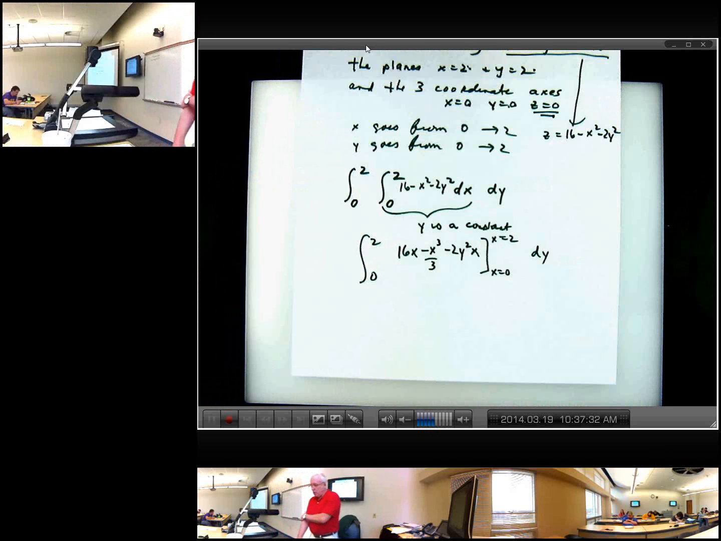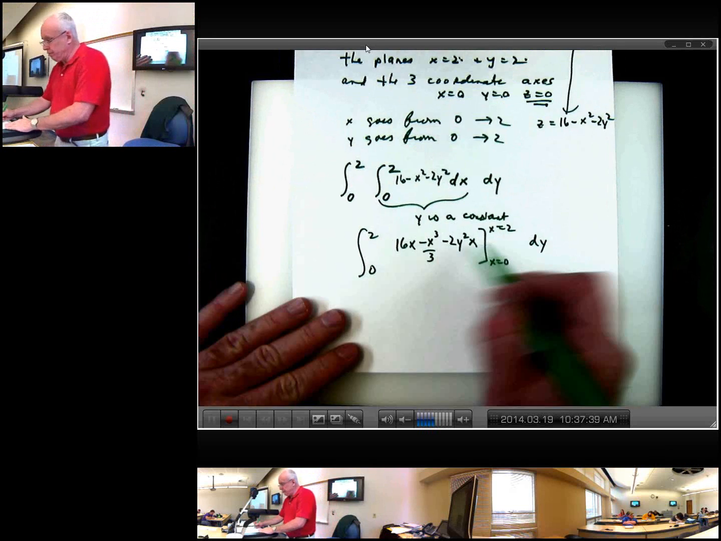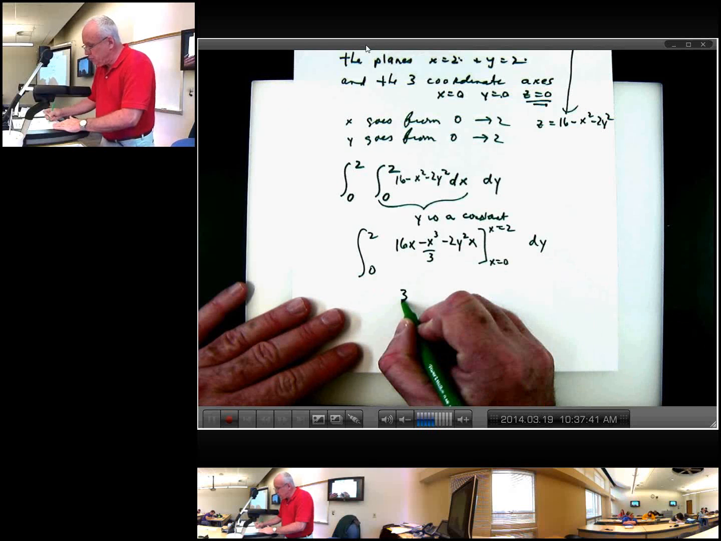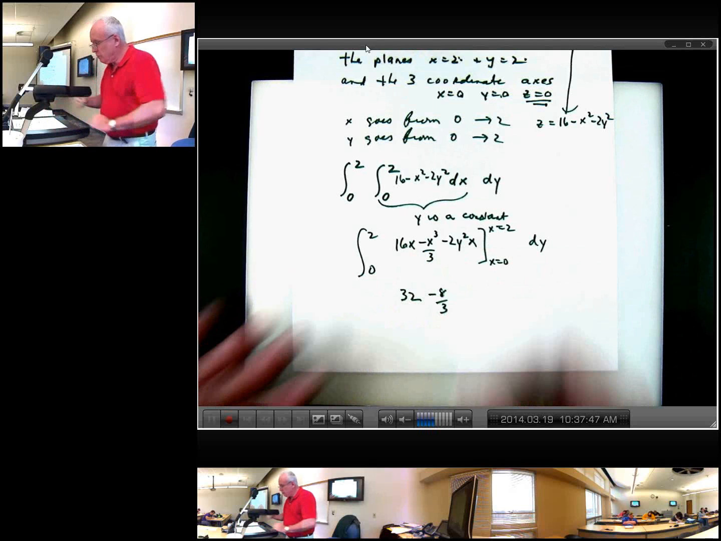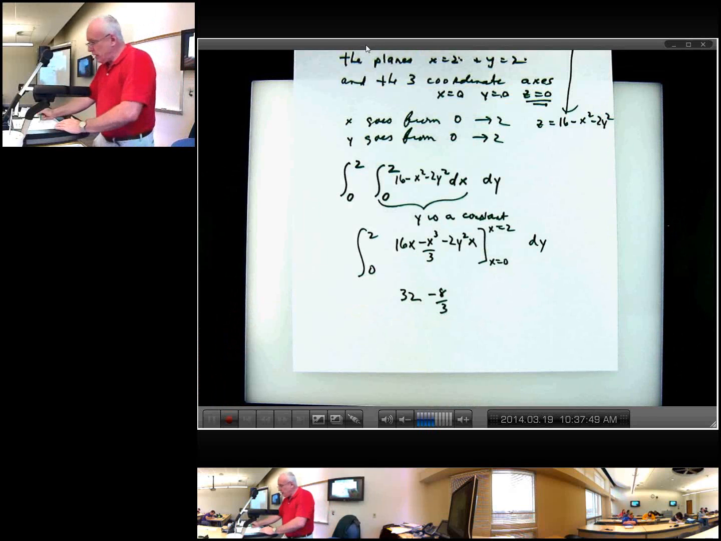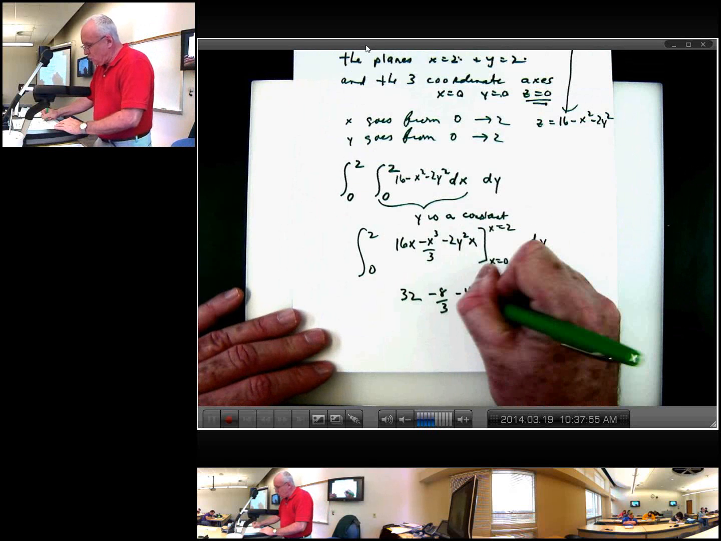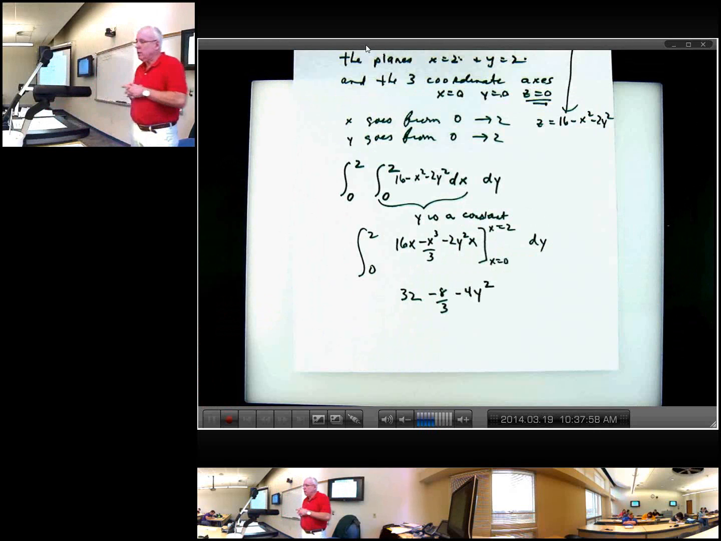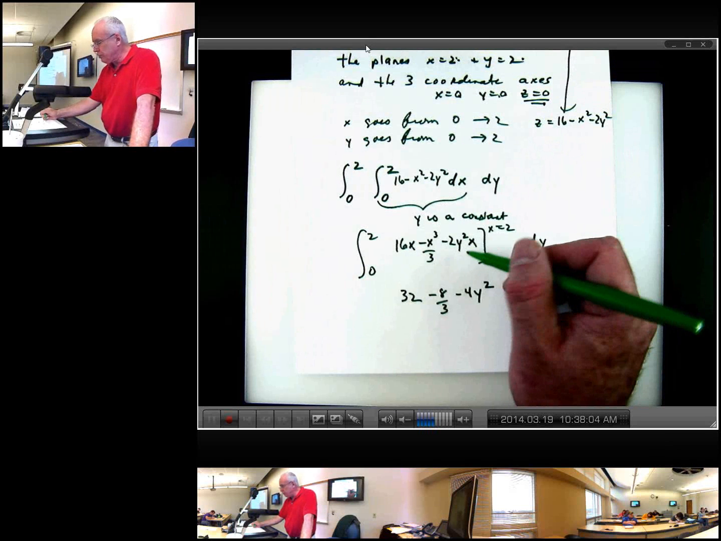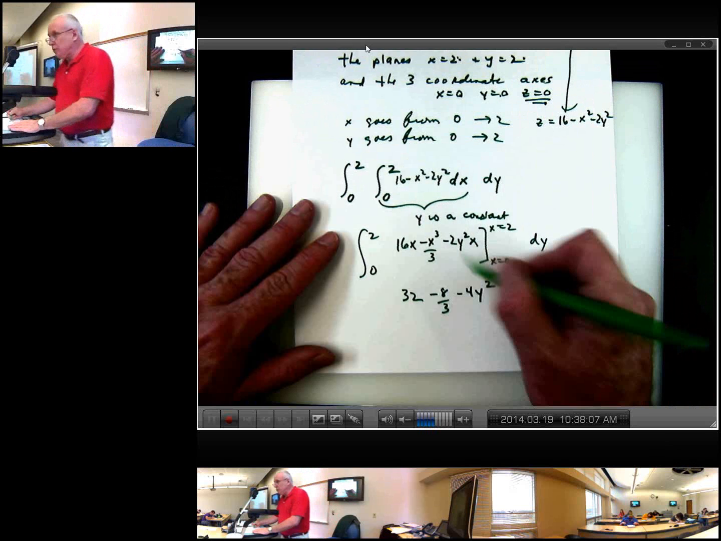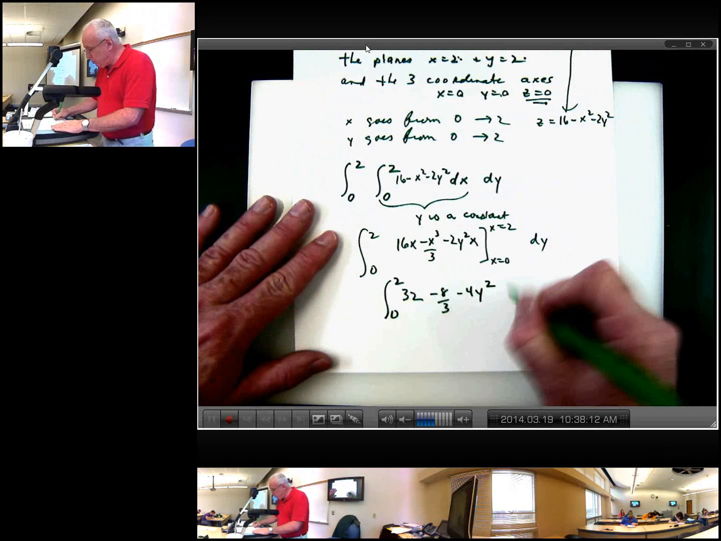Now let's plug in 2 and see what we get. 16 times 2 is 32. This is going to be minus 8 over 3. And here I plug in the 2 for the x, and I get minus 2 times 2, minus 4y squared. Nicely, when x is 0 at the bottom limit, all the terms are 0. So that's what I get from my inside antiderivative, and now that gets evaluated from 0 to 2 dy.